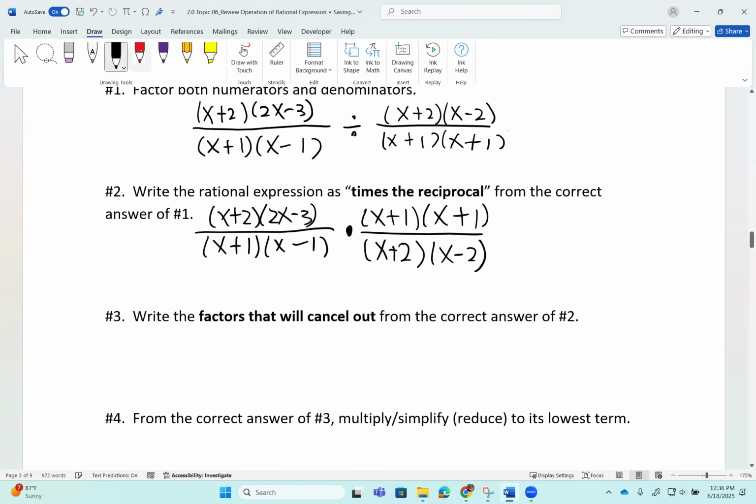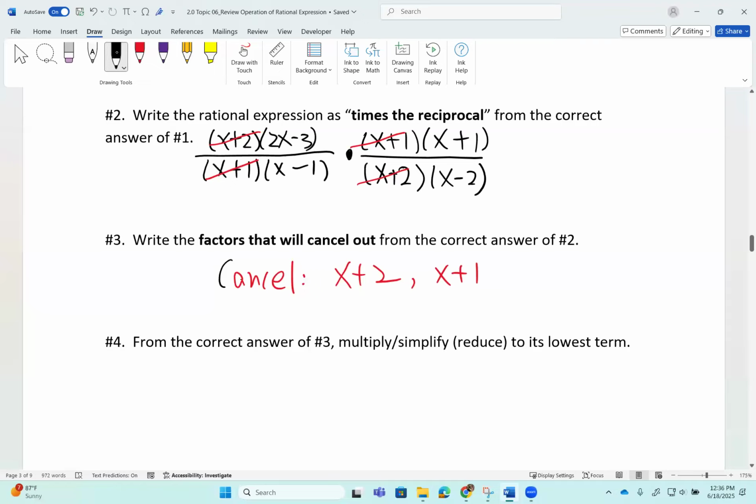All right, let's look. What factor will cancel out? The x plus 2 will cancel out. The one set of x plus 1 will cancel out. Okay, so that's it. The factors left on the top will be 2x minus 3, and x plus 1 over x minus 1, x minus 2 in the bottom. There you go.